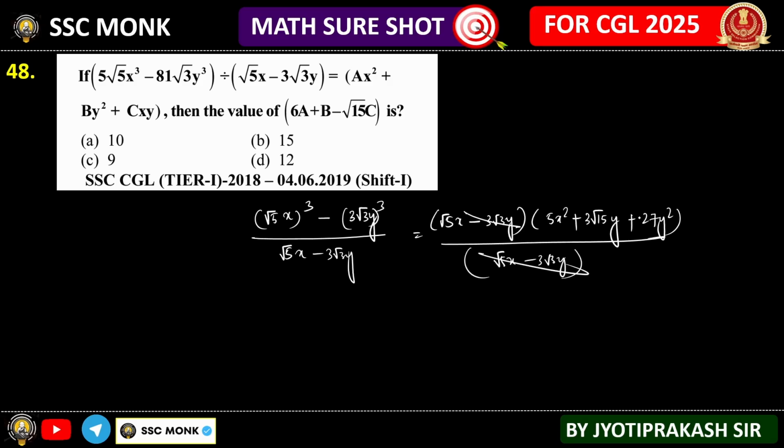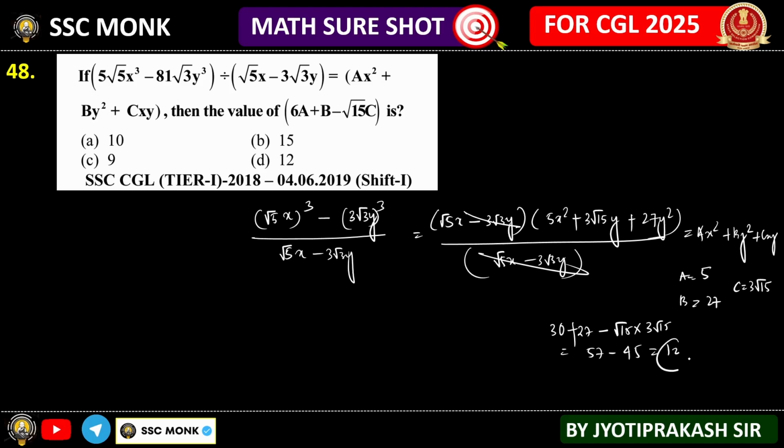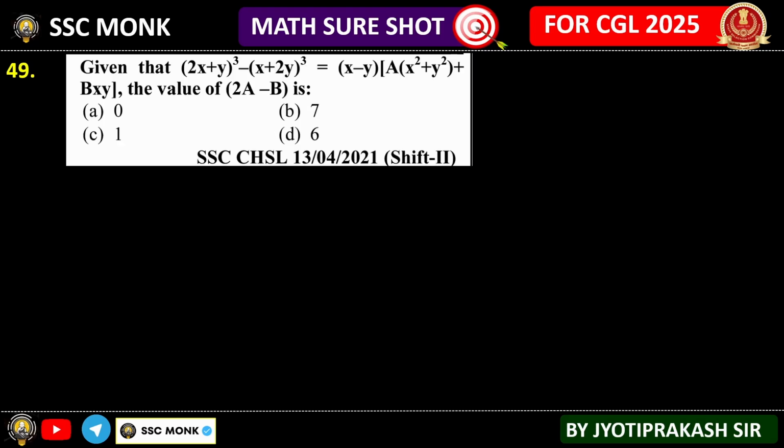Now this will cancel each other, this will be remaining, which is equal to ax square plus by square plus cxy. So a value is equal to 5, b value is equal to 27, c value is equal to 3 root 15. It is saying 6a, that means 30, plus b, that means 27, minus root 15 into 3 root 15, that is equal to 57 minus 45, that is equal to 12. Answer option D.